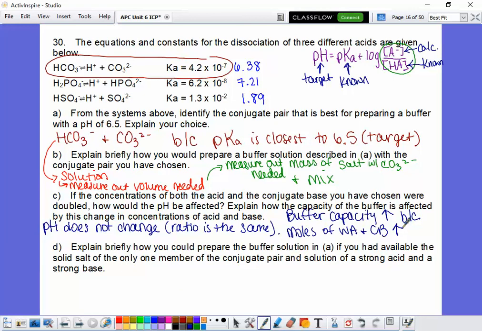So what lab was that? The Ka of weak acids lab. The Ka of weak acids lab, that is what we did. That's how we could make a buffer from only one of the components. You still need a strong acid or strong base to help along the way. But if you only had available to you one of the components and then a strong acid or strong base, you could still make a buffer. Okay?